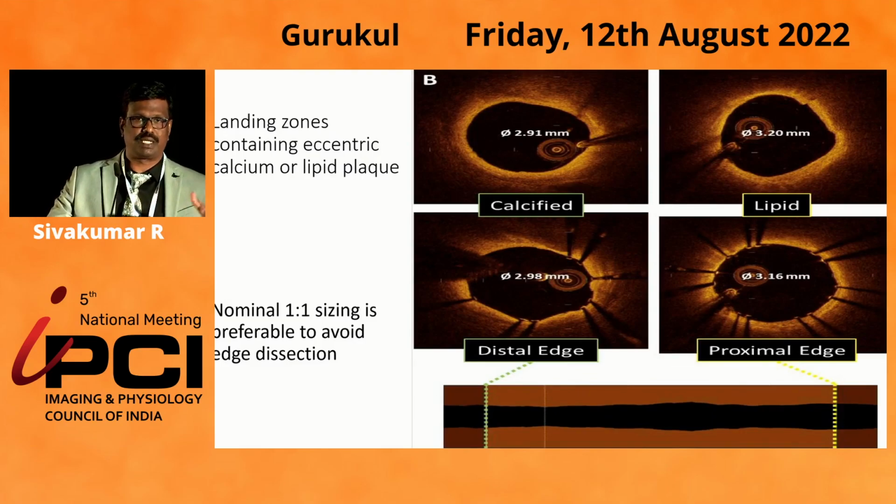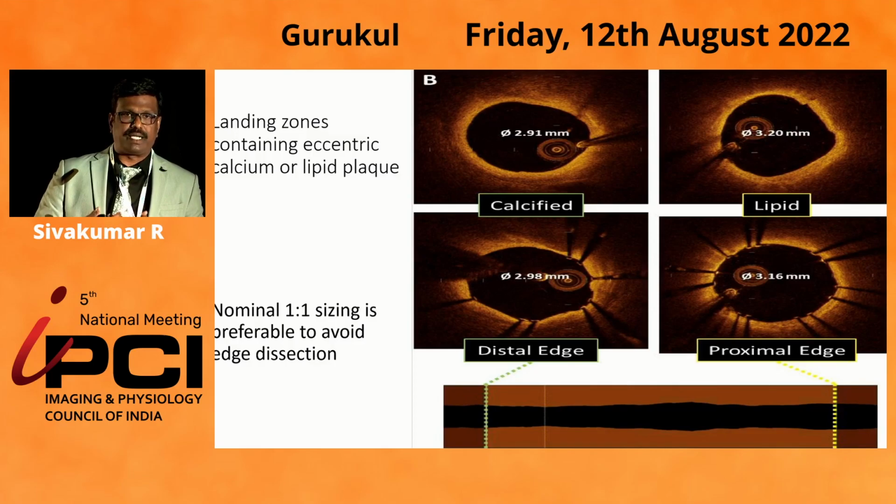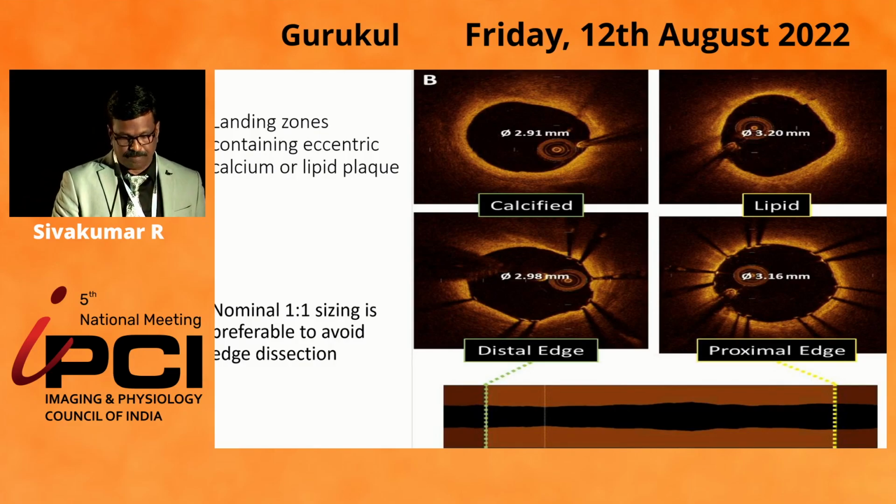Whereas in areas where you are picking up an eccentric calcium, like I was mentioning, unfortunately, there was a question here, what I will do then in diffuse disease? Based on a lumen or an EEL, but you are picking up in an area where the plaque burden is huge or in an area where you are forced to land on a lipidic plaque or in an eccentric calcium, I think better to do a non-aggressive upsizing, that is just 1-to-1 sizing to avoid edge dissections.